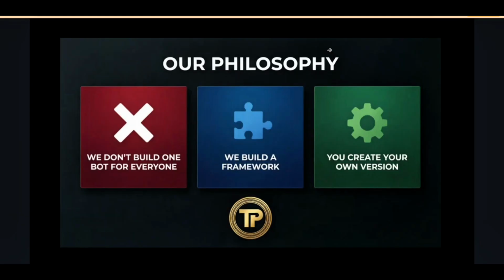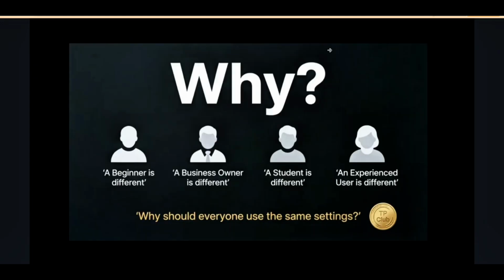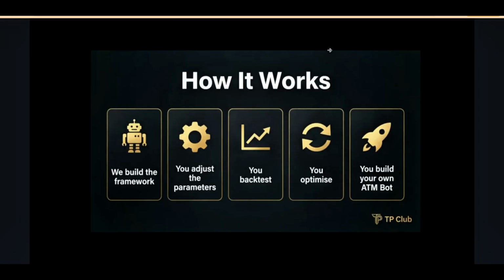I'm going to share with you how all these things run. Number one, we don't build one bot for everyone. We build a framework, and you yourself can create your own version of winning rates. Everyone has a different appetite. If you're an owner, you might have a different perspective on how much you want to make. If you're a student, or an inexperienced person, you might have different expectations. So why should everyone use the same thing? I'm going to show you how we do it. We build a framework, you adjust the parameters, you backtest, you optimize, and you build your own ATM machine.